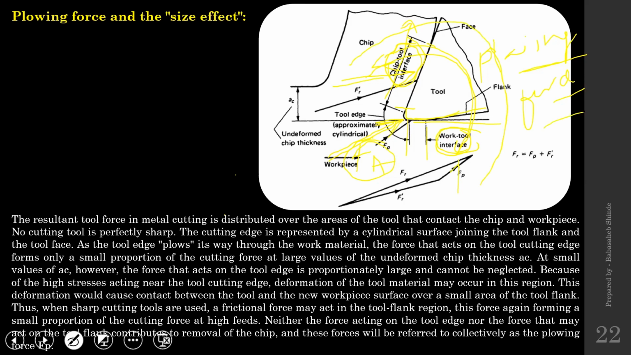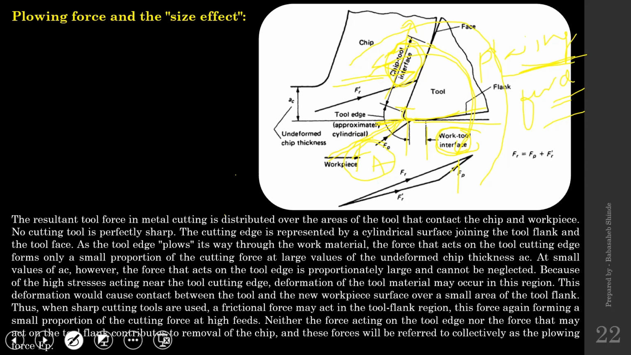Why do we call it plowing force? Because this plowing force doesn't take any action in actual material removal. The material removal will be done by the cutting edge, and that is the cutting force. Except that, the force acting in the chip tool interface and work tool interface does not produce any actual material removal, and because of that it is called plowing force.